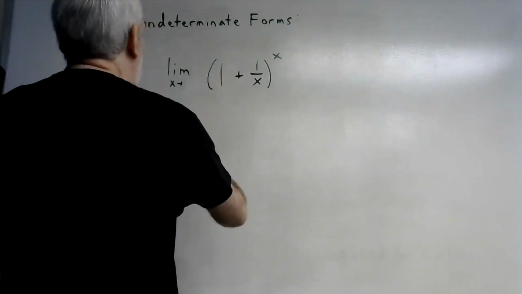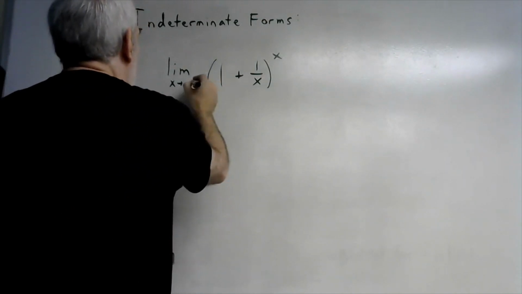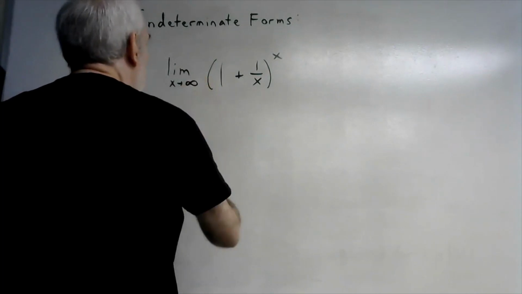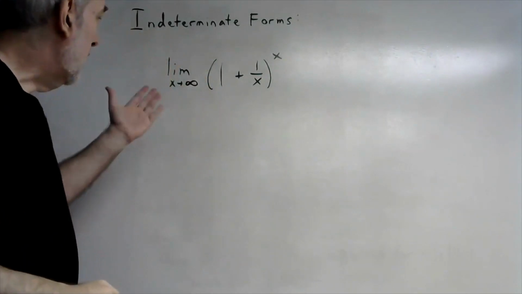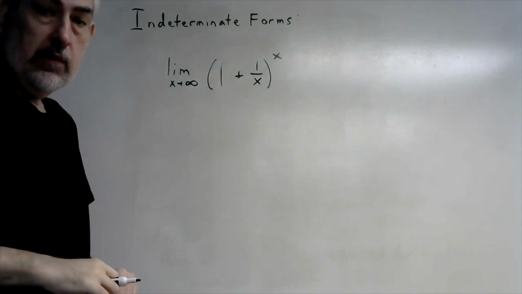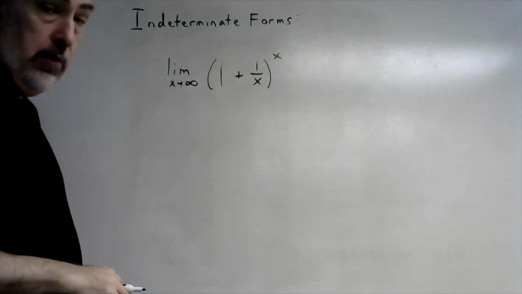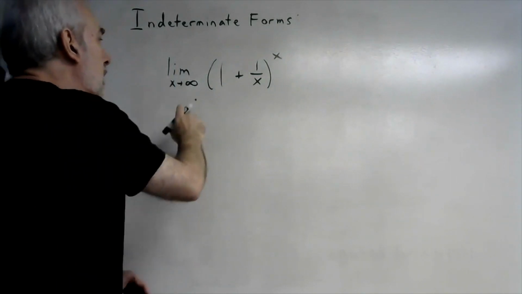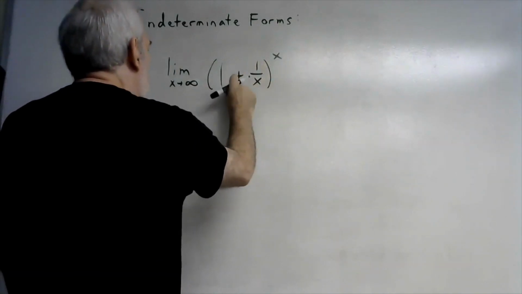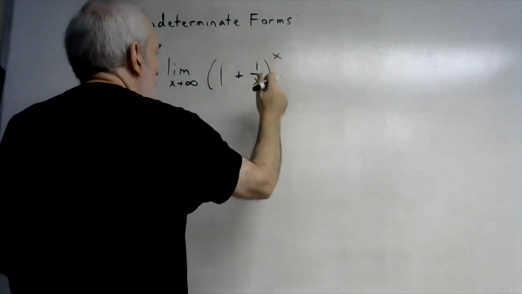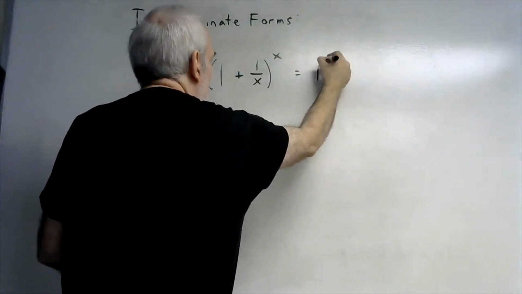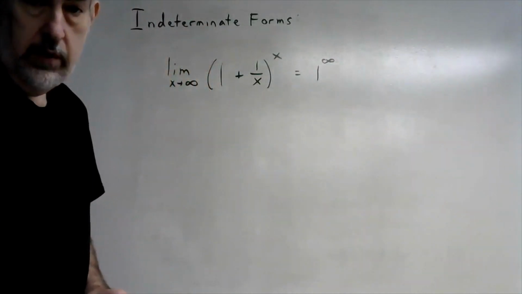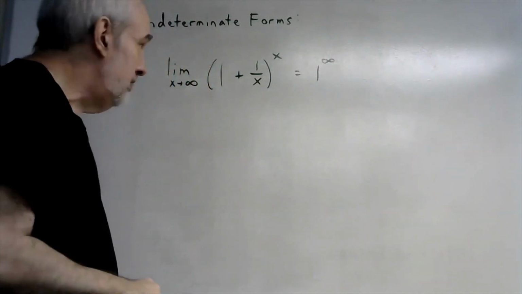Oh, this needs to be going to infinity. Okay, so we're doing a limit as x approaches infinity of 1 plus 1 over x, all raised to the power of x. That's going to go to 0, so 1 plus 0 is 1 to the infinity. And 1 to the infinity was one of our indeterminate forms.